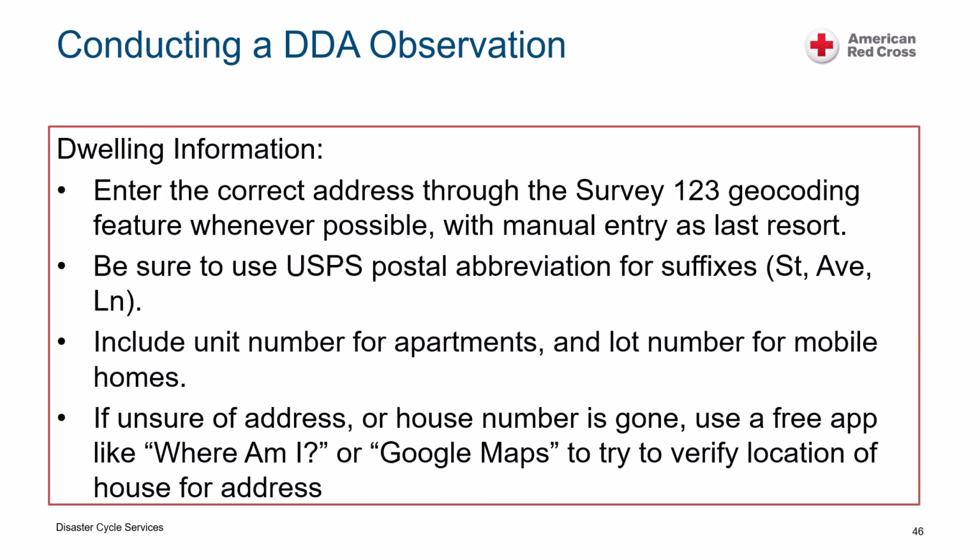Let's review best practices for completing the dwelling information fields. Allow the correct address to auto-populate through the Survey 123 geocoding feature whenever possible, with manual entry as your last resort. Be sure to use U.S. Postal Service postal abbreviations without punctuation for suffixes such as street, avenue, and lane. Include the unit number for apartments and lot number for mobile homes.